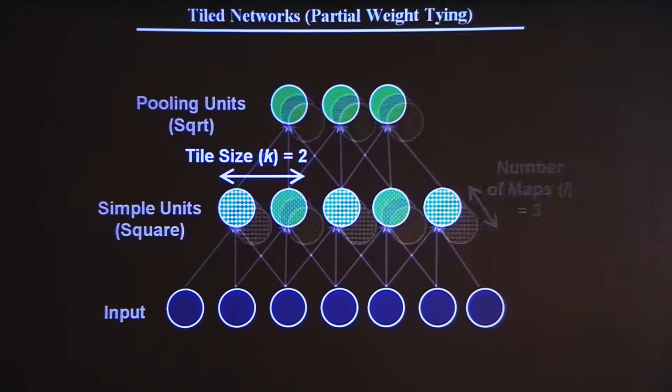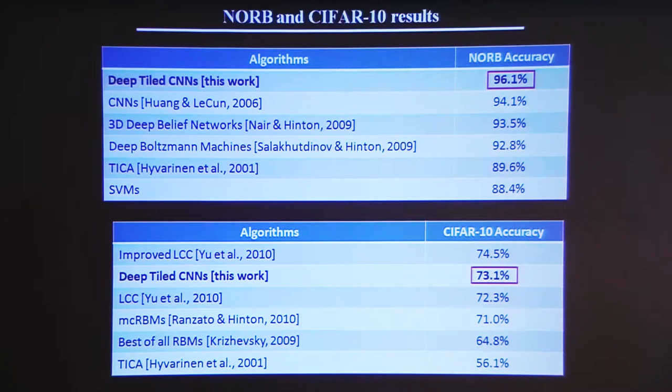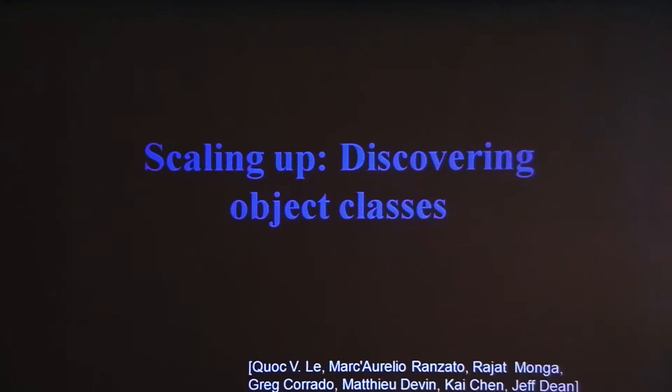Okay, and then finally, you learn not just one feature detector per position, you learn multiple feature detectors per position, and this is called the map size. Okay. And anyway, once upon a time, we did this work and wrote this paper, it did well.